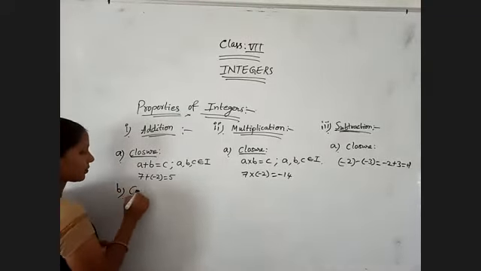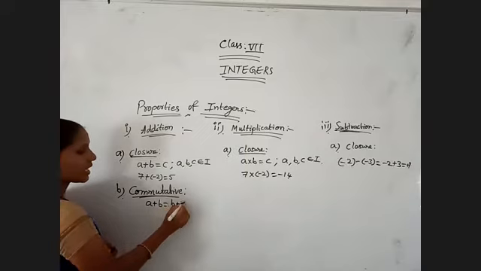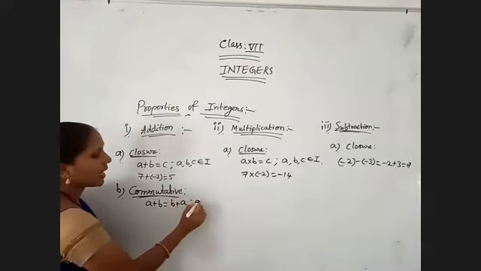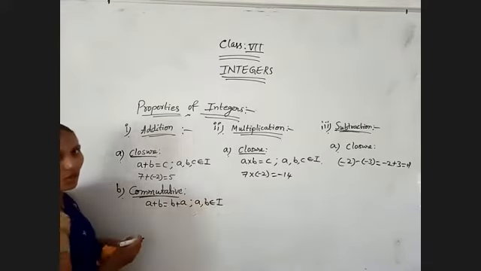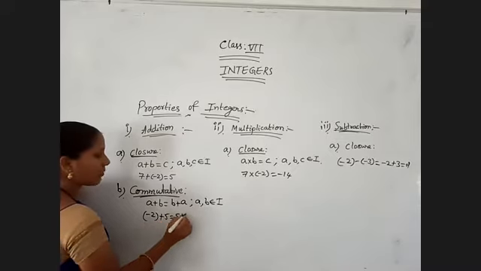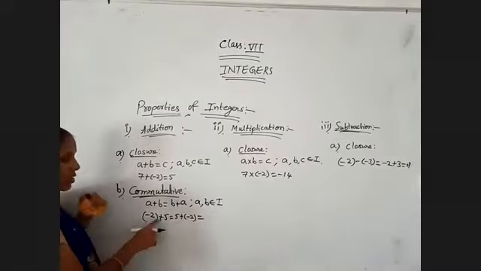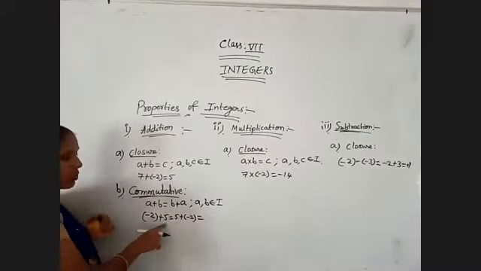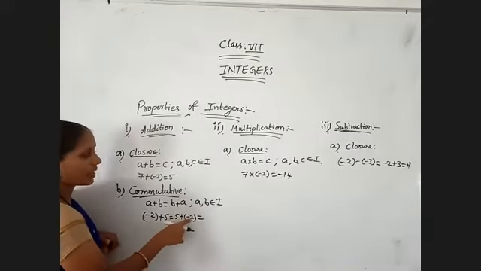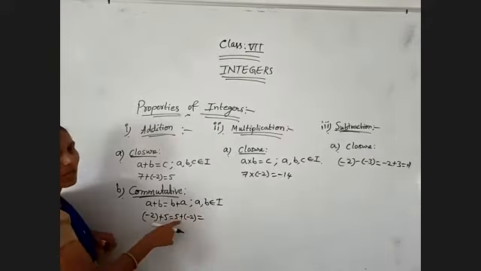Changing their order, the result will not change. That is, a plus b is equal to b plus a, where a and b belong to integers. Now we will check with an example. Minus 2 plus 5 is equal to 5 plus minus 2 is equal to 3. Minus 2 plus 5, one is negative, one is positive, so 5 minus 2. Even here also, plus 5 and minus 2, so subtraction. 5 minus 2 is equal to 3. In both cases we are getting plus 3 as the answer. So this is satisfied.